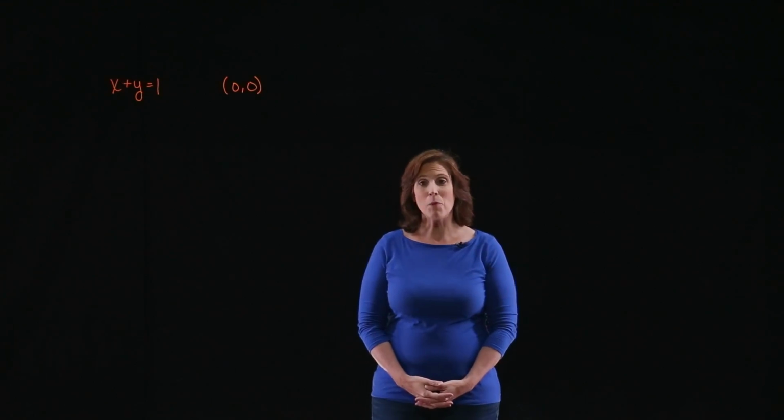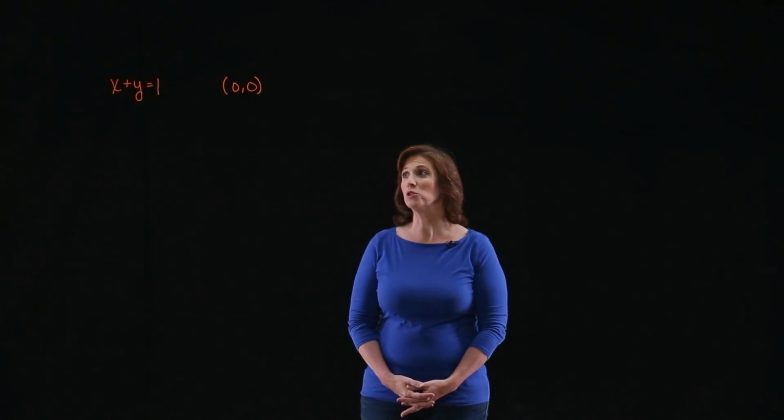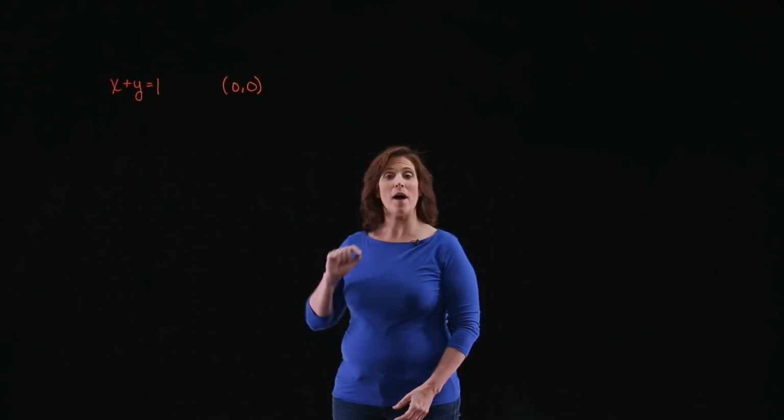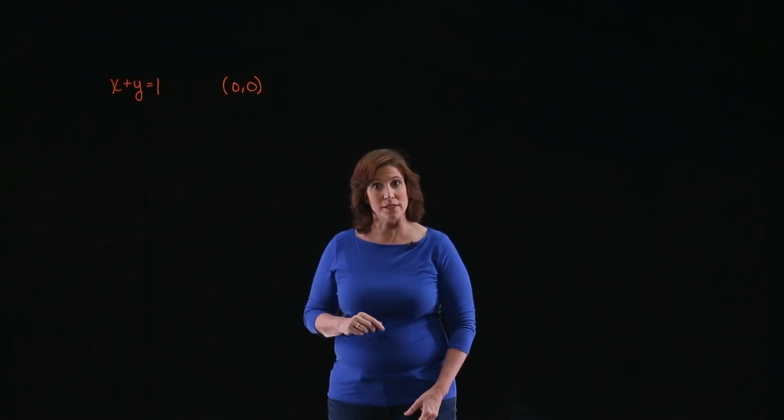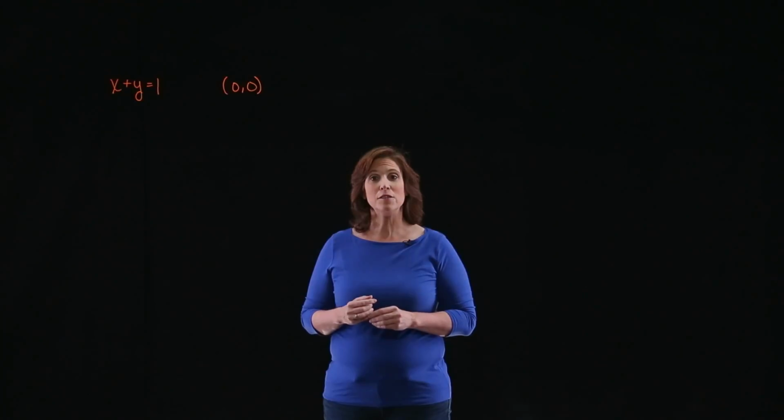Hi everyone, I'm Cheryl. In this problem, we're going to be using Lagrange multipliers to find the minimum distance between the line x plus y equals 1 and the point (0, 0). Now, in order to use the method of Lagrange multipliers, I need to first have a function that I'm going to be minimizing and then the constraint.